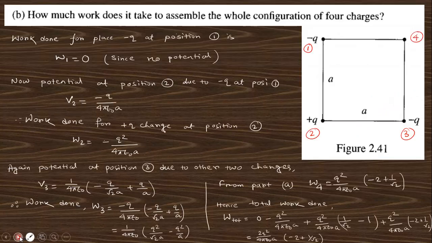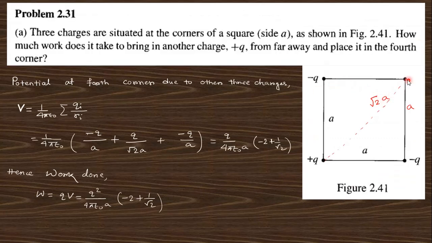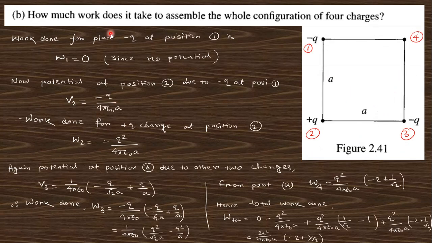Okay, go to the next one: how much work does it take to assemble the whole configuration? For the fourth charge, this was the work done due to the other charges, and now the question says how much work it takes to assemble the whole configuration of 4 charges. Now if you want to find the work done for this whole configuration, we take this as the first charge, this is the second charge, this is the fourth charge.